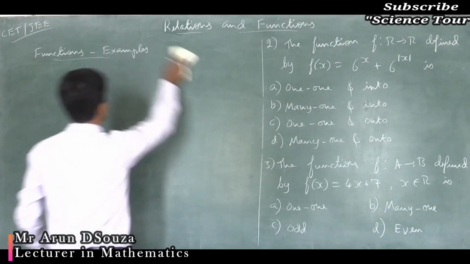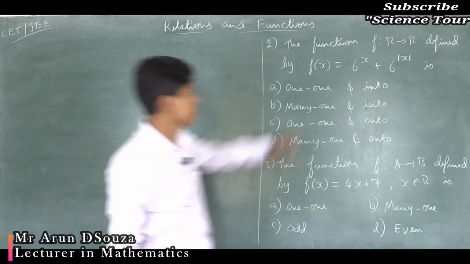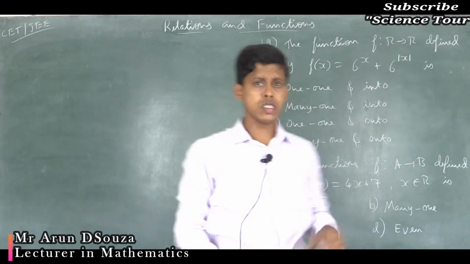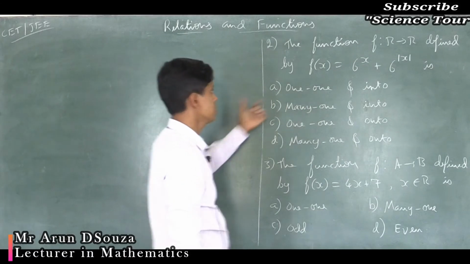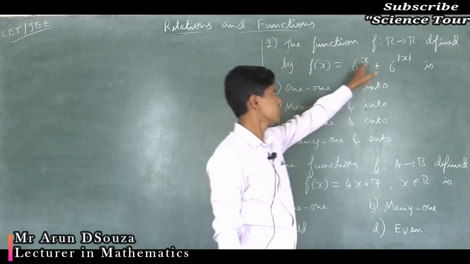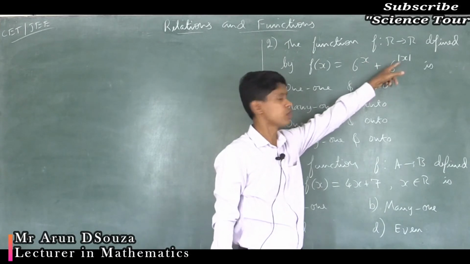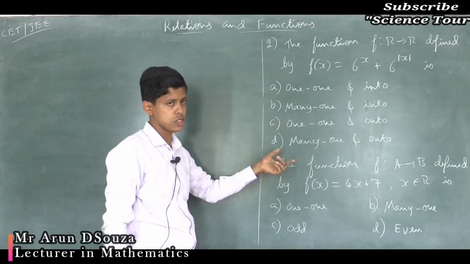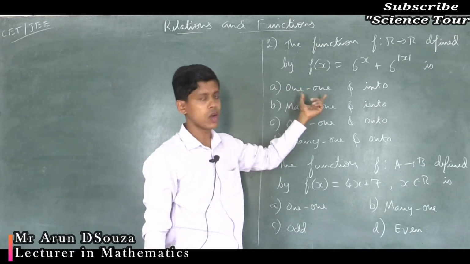The second example is the function f from R to R. Now it is all real numbers. The first one was only natural numbers. See, f of x is equal to 6 to the power x plus 6 to the power mod x. Okay, you have got these options. So, do you think that is one-one and onto?